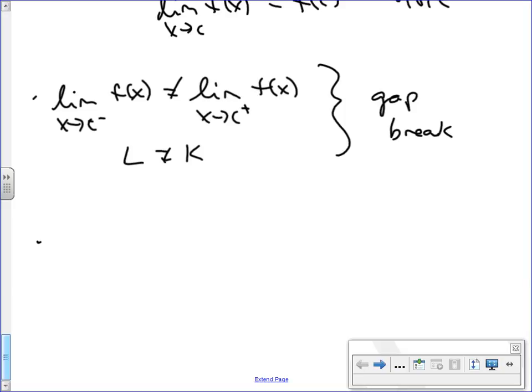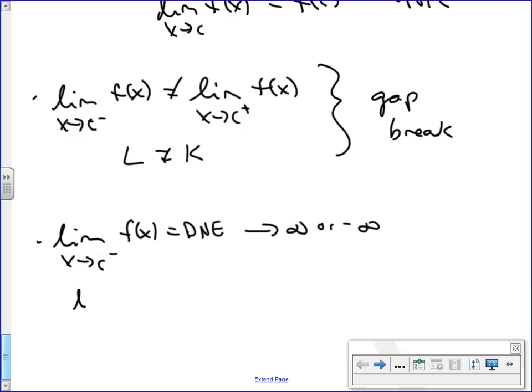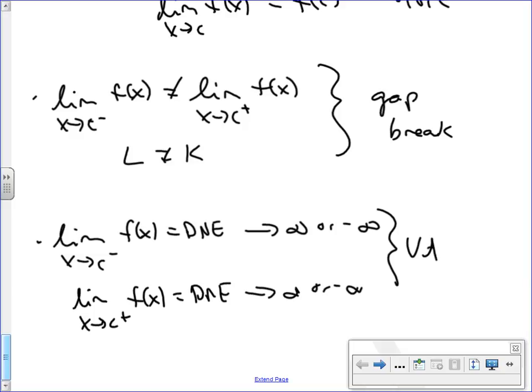And the last one, which we're going to look at a little bit more in the next class, is if the limit as x approaches c from the right does not exist, heading off towards infinity or negative infinity. And if the limit as x approaches c from the left, same thing, does not exist, again, if this is approaching infinity or negative infinity, then what you're going to get is a vertical asymptote.